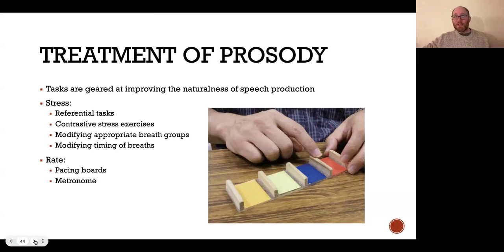Whereas the contrastive stress can be involved in that, but on its own, you're looking at words that are spelled the same, but their stress is different. I'm trying to think of a good example of that, but I can't think of anything off the top of my head. Let me pull up an example here. Sorry, it's a little late over here where I am right now. Let's see.